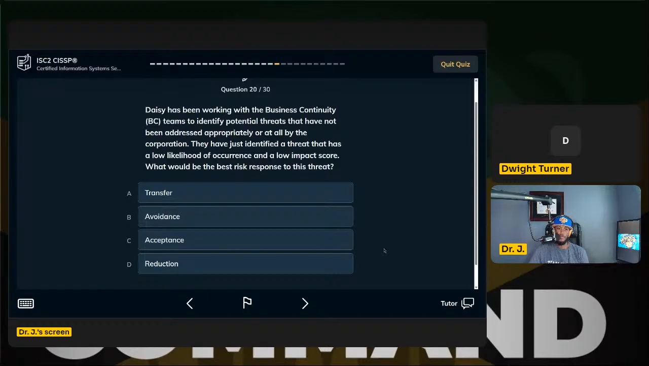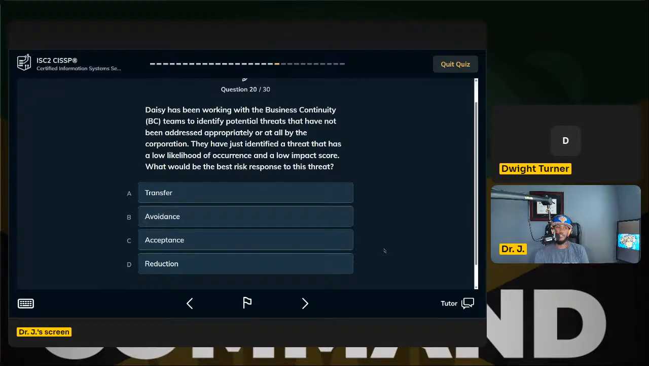So, identify a threat that has a low likelihood of occurrence and a low impact. You probably just accept that. You're not going to avoid it. Transfer, no. That would be in the case of acquiring insurance, where you transfer the risk. But they're not talking about that here.